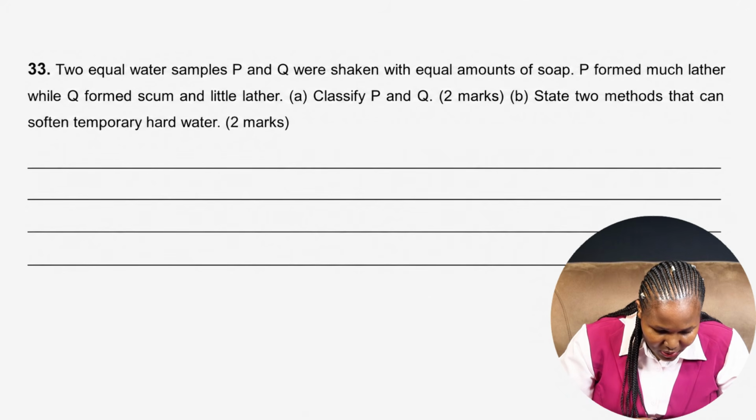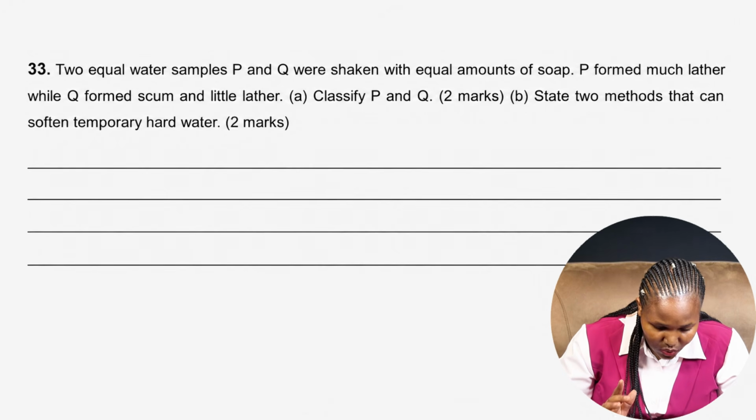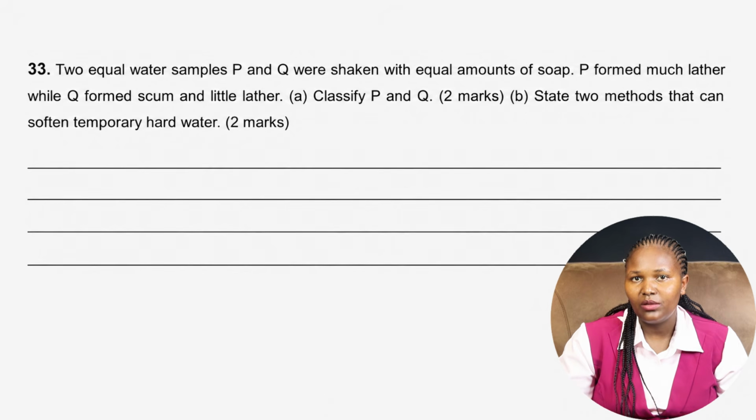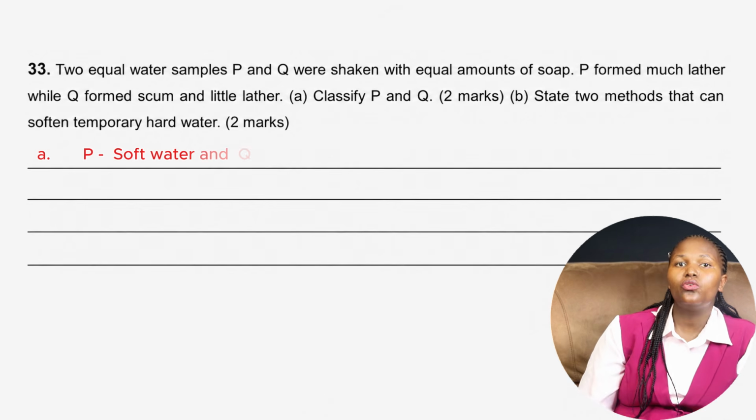Two equal water samples, P and Q, were shaken with equal amount of soap. P formed much lather while Q formed scum and little lather. A. Classify P and Q. That is 2 marks. Then B. State 2 methods that can soften temporary and hard water. This question I had already addressed in the other section. The one that formed lather is soft water, not hard water. Very important to remember. Hard water is the one that does not form lather. So P is soft water and Q is hard water.